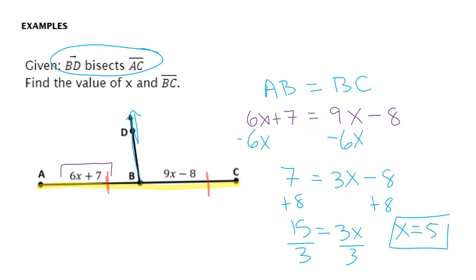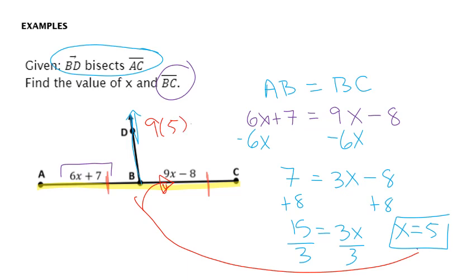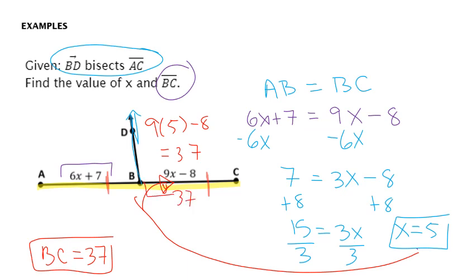Now when we have X is 5, the question also asked for BC. So we're going to take this 5, substitute it in for BC. So 9 times 5 minus 8. And we're going to get our answer to be 37. So really the length of BC is 37 units. So this is a length of 37.